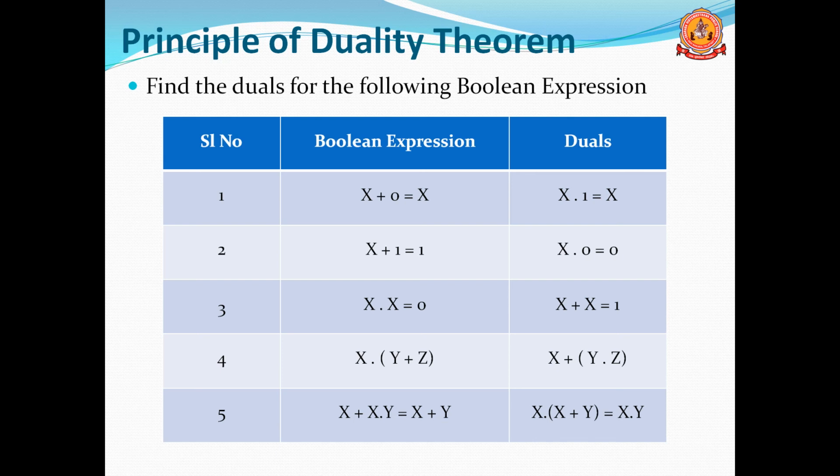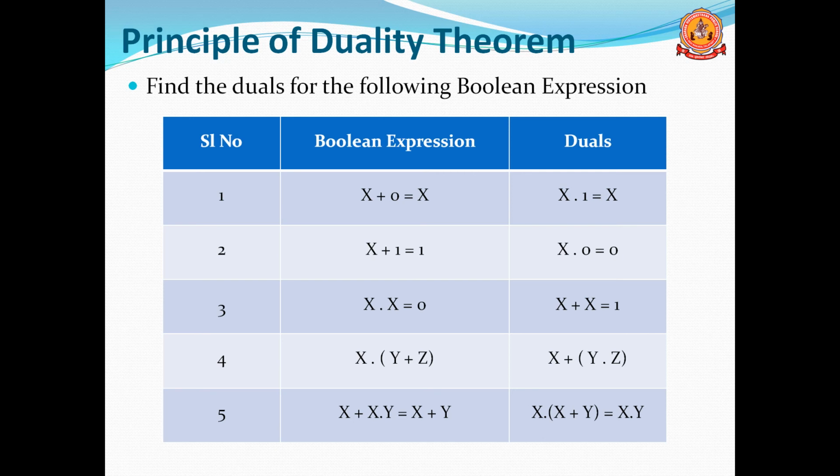Next is x plus 1 equals 1. You can change that as x dot 0 equals 0, because plus is changed to dot and 1 is changed to 0. The next one is x dot x' equals 0. Here dot is changed to plus and 0 is changed to 1. So x plus x' equals 1.